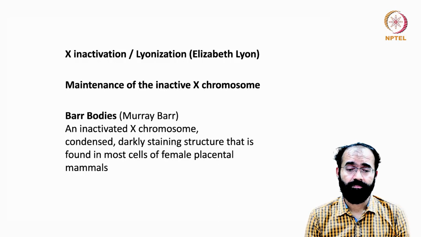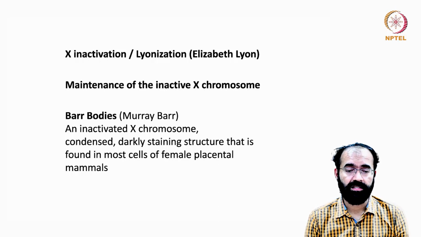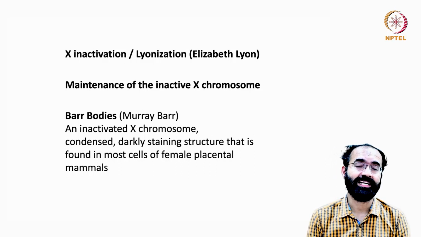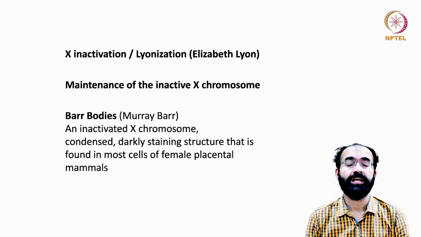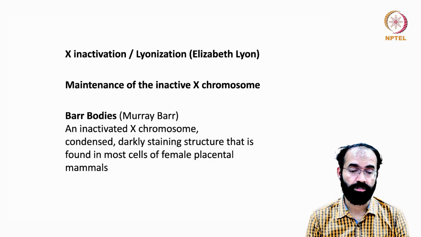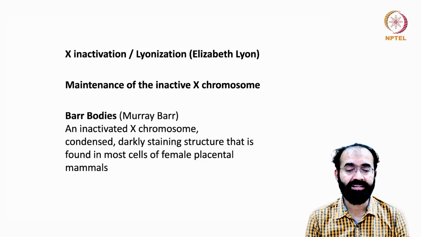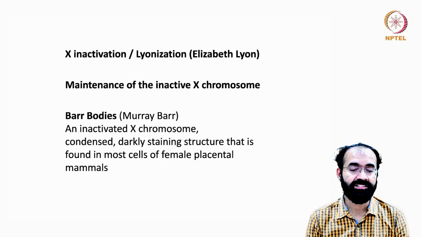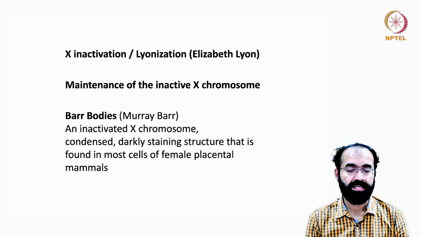So, they have another name, that is lyonization, a mechanism named after Mary Lyon. The inactive X chromosomes seen in female cells are referred to as Barr bodies, after the scientist Murray Barr, who discovered it. An inactivated X chromosome is what is called a Barr body, and it is a condensed, darkly staining structure that is found in most cells of female placental mammals.